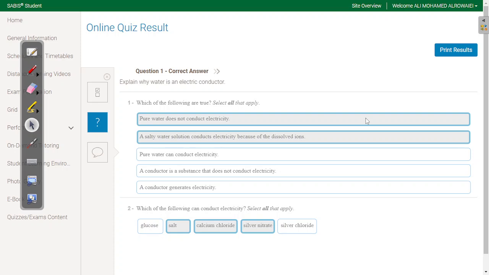Which of the following can conduct electricity? Glucose, no, because it's a non-metal. Salt is an ionic compound, so it can conduct electricity. Calcium chloride is also ionic, so it will conduct. Silver nitrate, also ionic, it will conduct. Silver chloride, even though it's ionic, has very low conductivity, so it doesn't count. It's the only exception, I think.